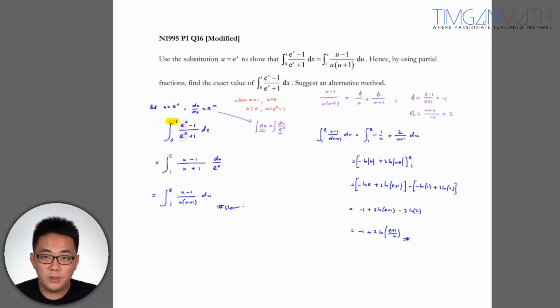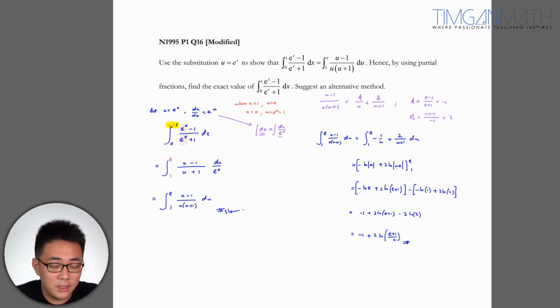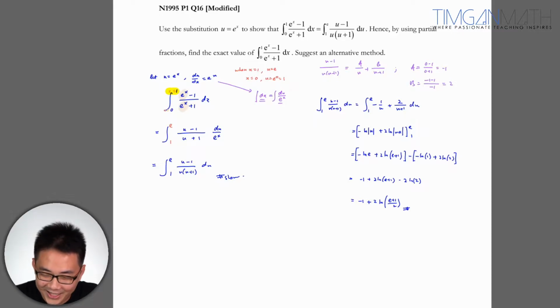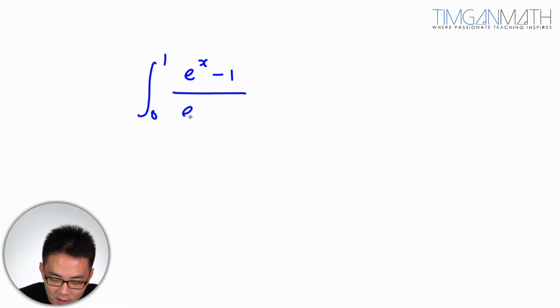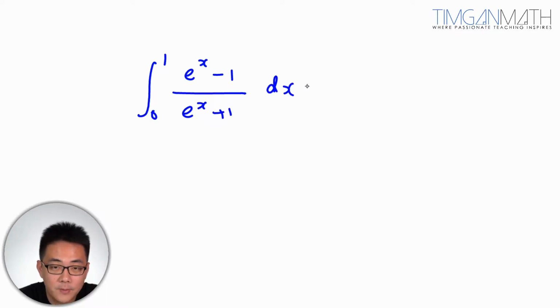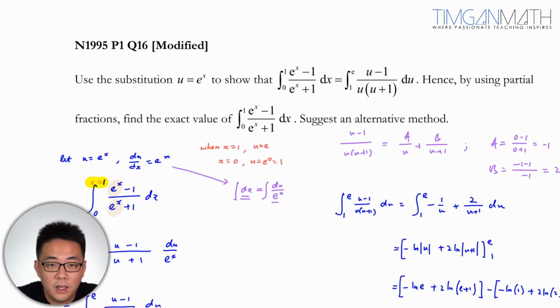Let's look at the subsequent one, which is to suggest an alternative method. You can do this proficiently. So find the exact value of this. I'm just going to copy that down first. So 0, 1, e^x minus 1 over e^x plus 1 dx, right? Is it okay? I think that's pretty okay.